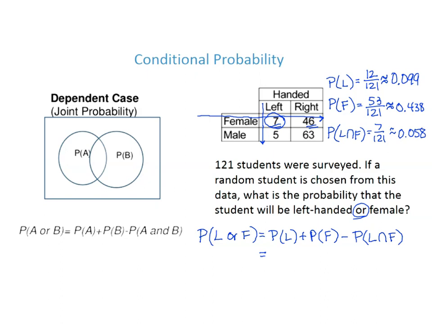So now I'm going to fill it all in. Probability of left-handed, probability of being a female, and then the intersection. I'm going to add the first two and then subtract the last number there. So 0.099 plus 0.438 minus 0.058 will give me 0.479, or 47.9%.